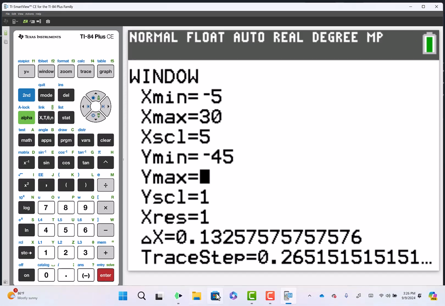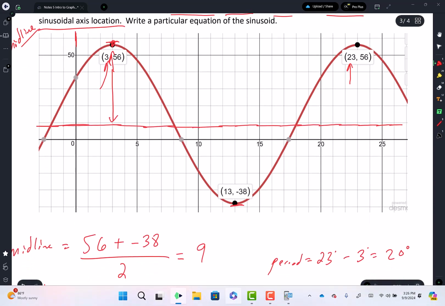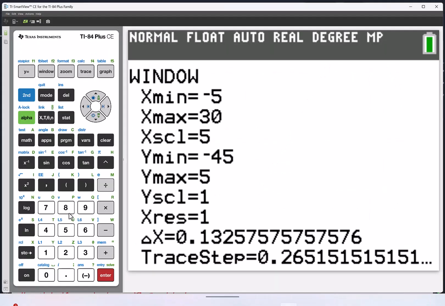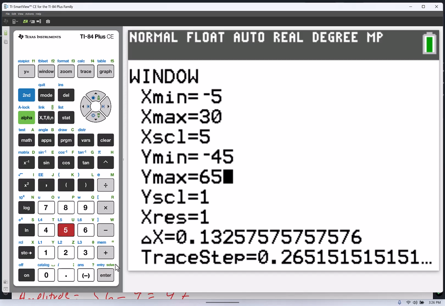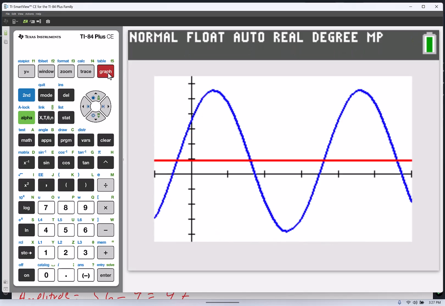Y max, make it, it goes all the way to 56. So make it like 65. Y scale, make it 10, so there's not so many little hash marks. And I think we're good. Let's push graph. Yeah, mine does it way faster because mine's on a laptop, right?